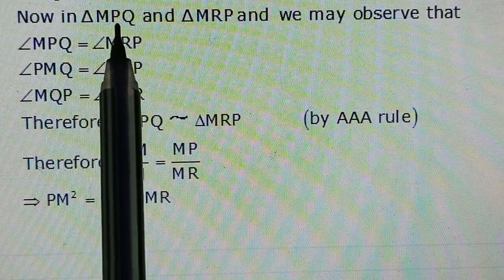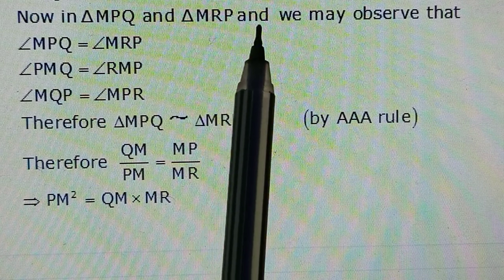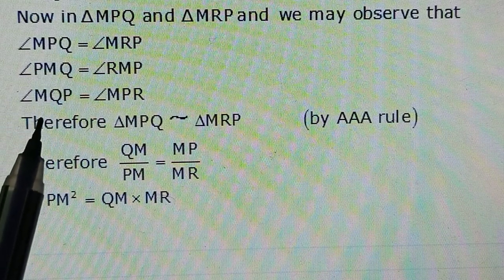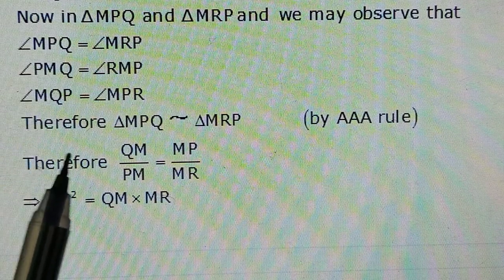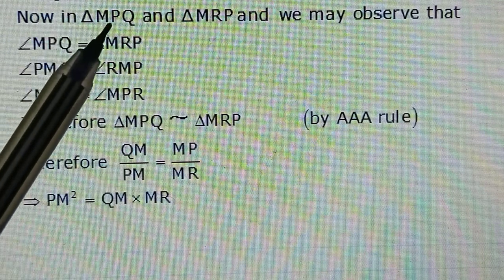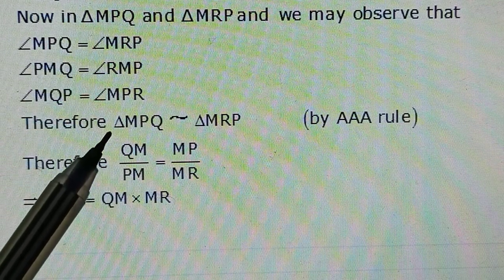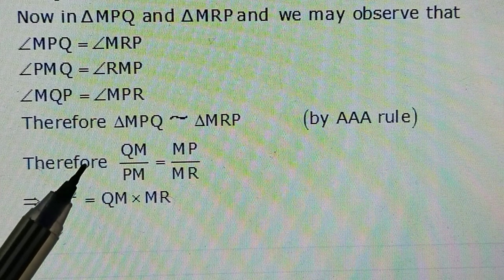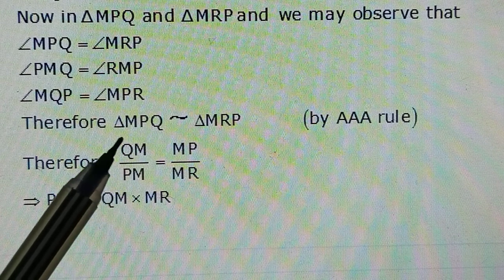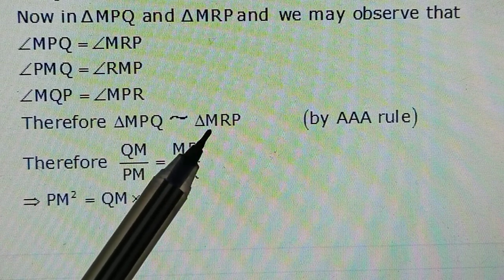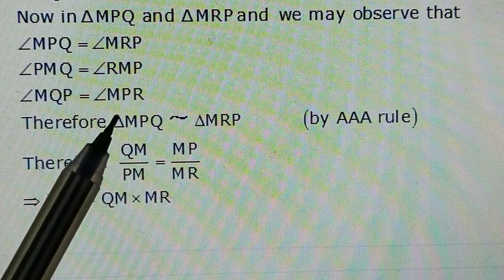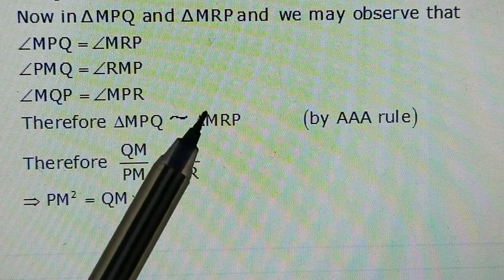We would say in these two triangles MPQ and MRP, we will show the angles are equal; any two angles you can show, and say that the triangles are similar by AA criteria. So we've got these two triangles similar, and if the triangles are similar, their corresponding sides are in proportion. If you have taken QM, then in the other triangle PM will correspond. So you will write QM upon PM is equal to MP upon MR.